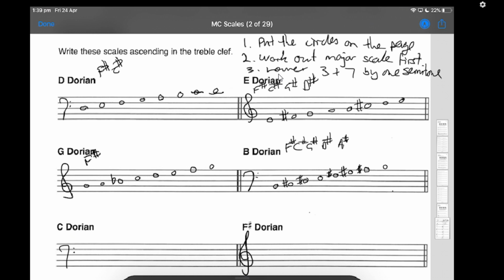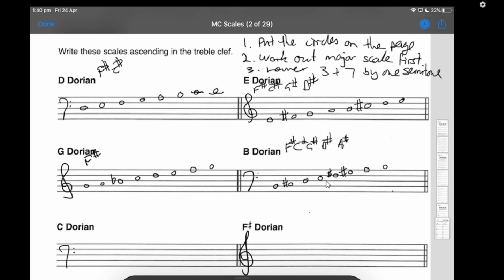And step 3, lower the 3rd and lower the 7th. So 1, 2, 3, it's sharp, so to lower it we take the sharp away. 4, 5, 6, 7. Take the sharp away.